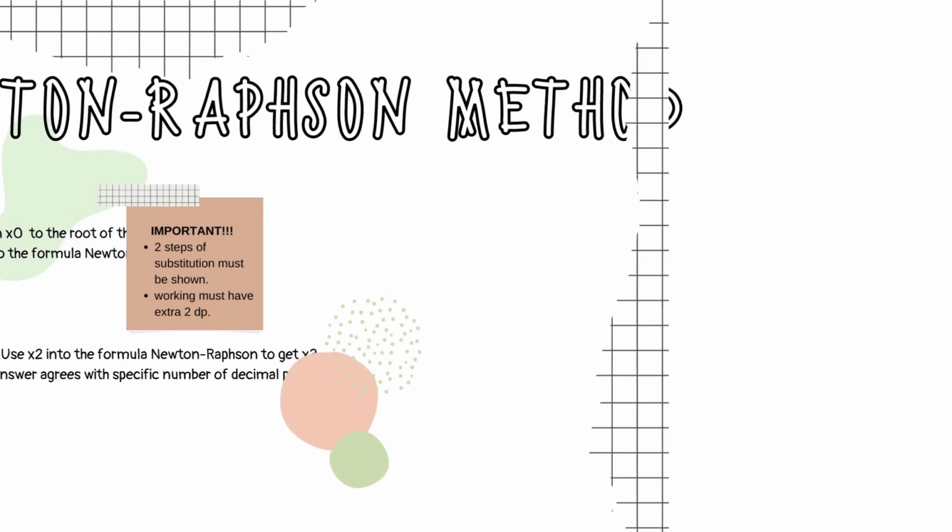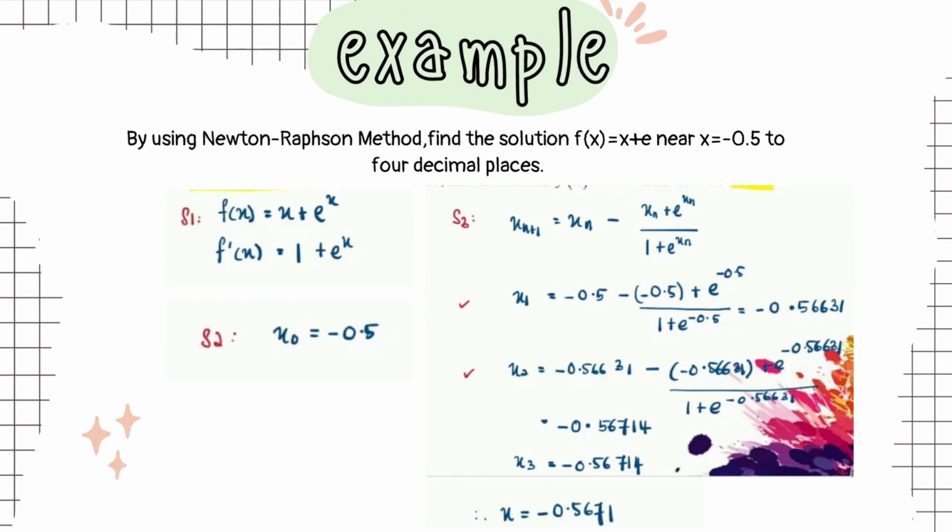and the second one is the working steps must have extra decimal places. Example, by using the Newton-Raphson method, find the solution of f(x) = x + e^x near x = negative 0.5 to 4 decimal places. So the first step, we know that we have to find f(x) and f'(x). f(x) is given in the equation, f(x) = x + e^x. Now we need to find f'(x), so we just differentiate the function: differentiating x gives 1, differentiating e^x gives e^x. So this is step 1. Step 2 is you have to find your initial value here. So choose a first approximation x0. Here it is given in the equation, x0 = negative 0.5.